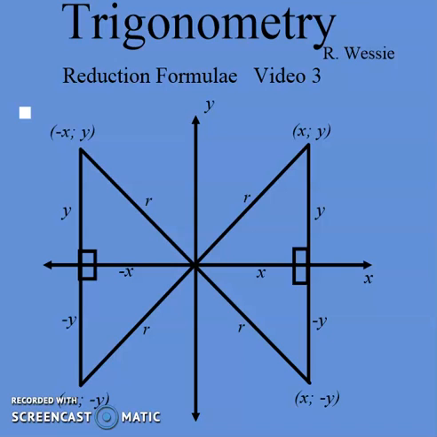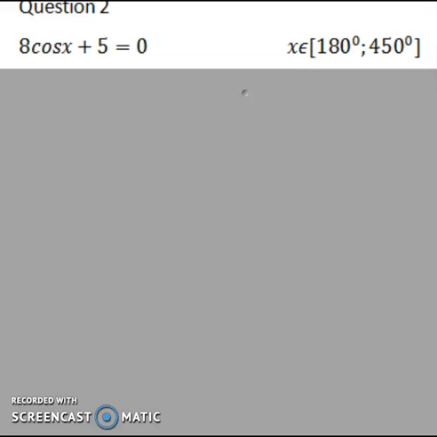We are back with video 3 of trigonometry of the reduction formula, and I trust that you still understand the different quadrants where my x and my y respectively will be positive or negative related to the quadrant they are in. Question 2 tells me that 8 cos x plus 5 is equal to 0.